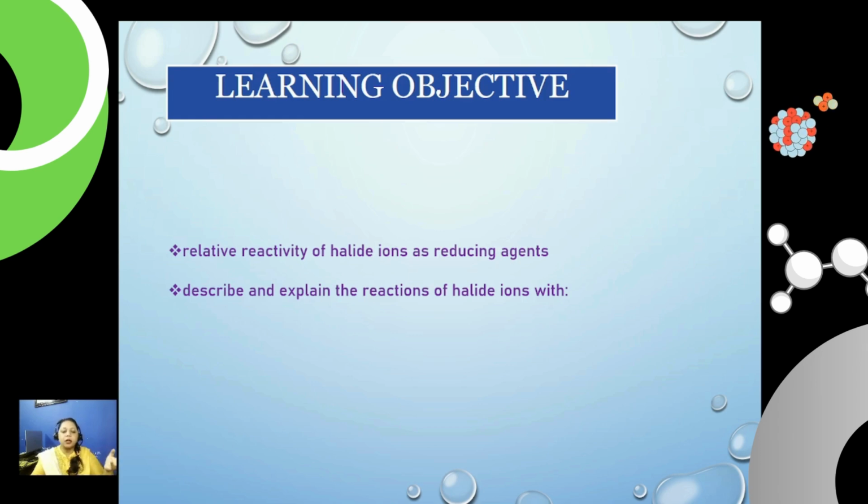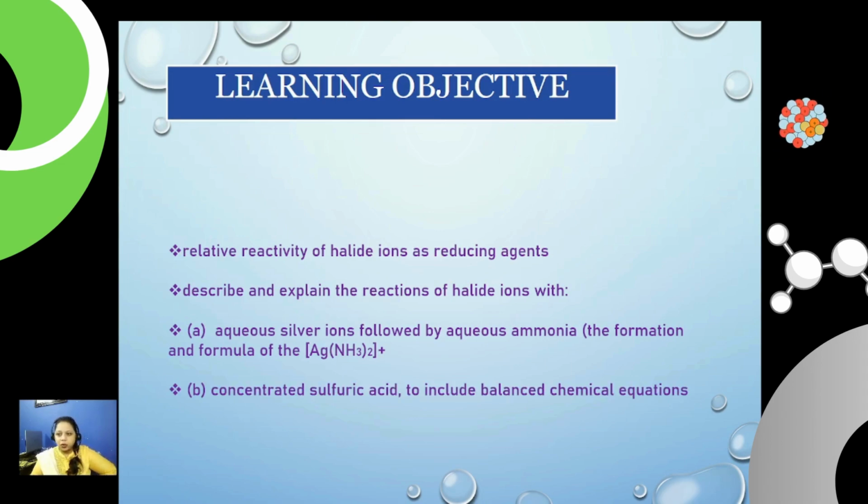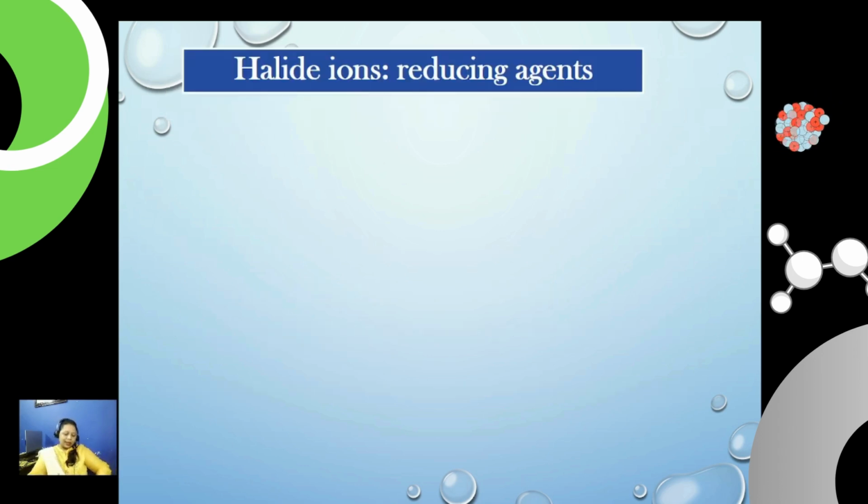Describe and explain the reaction of halide ions with aqueous silver ions. This is an important test. So we are going to learn this test, how to identify the halogens, and then we are going to learn how they react with concentrated sulfuric acid. So let's learn about the reducing agent.